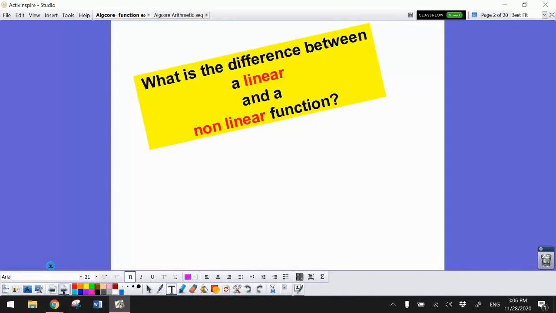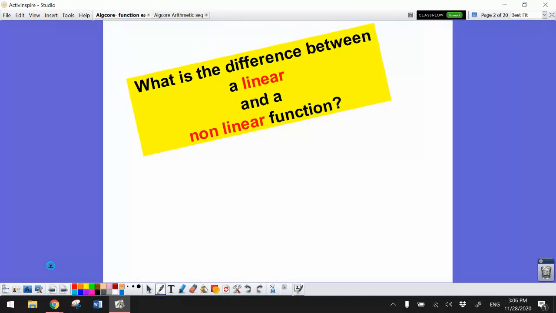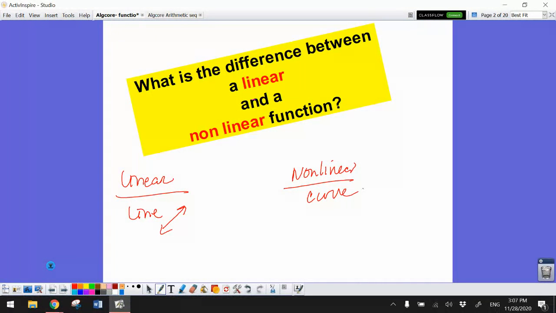Okay, so what is the difference between a linear and a nonlinear function? Well, the first thing that we know is if it's linear, it's going to be a line. So if it's nonlinear, somehow, some way, it's going to curve.